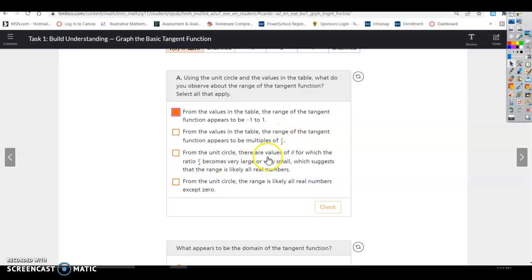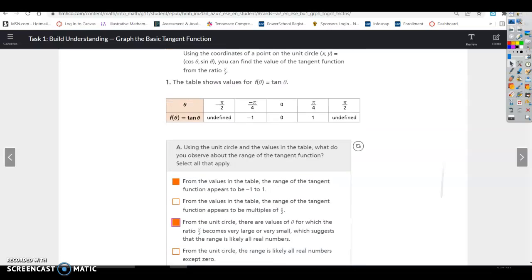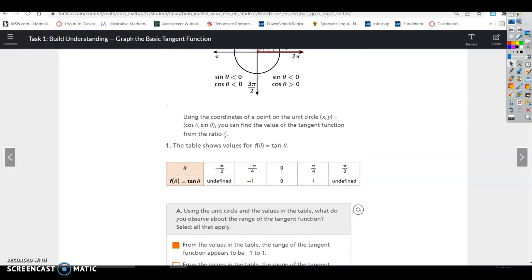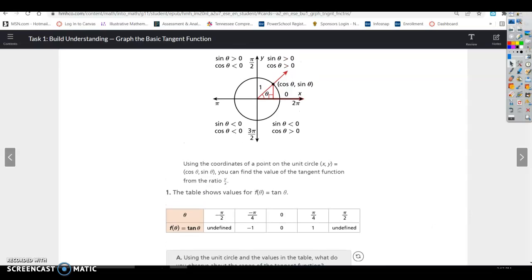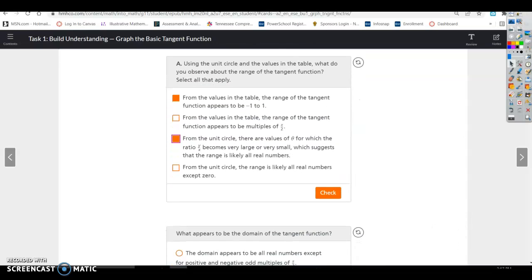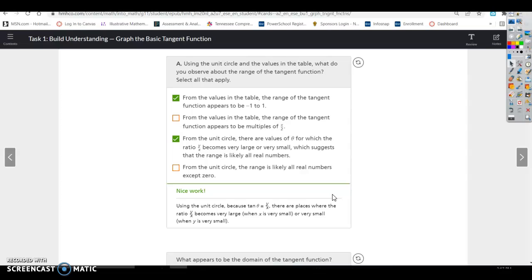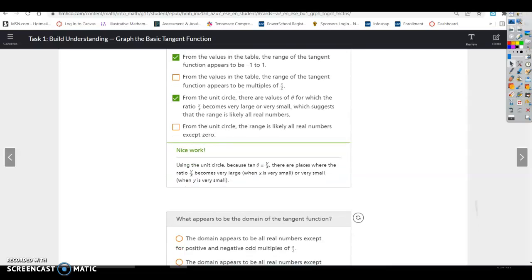So from the unit circle, there are values of theta for which the ratio y over x becomes very large or very small, which suggests that the range is likely all real numbers. All right, and that is true because your range is talking about your vertical, up and down, your y-axis. All right, from the unit circle, the range is likely all real numbers except 0, and that one is not true.